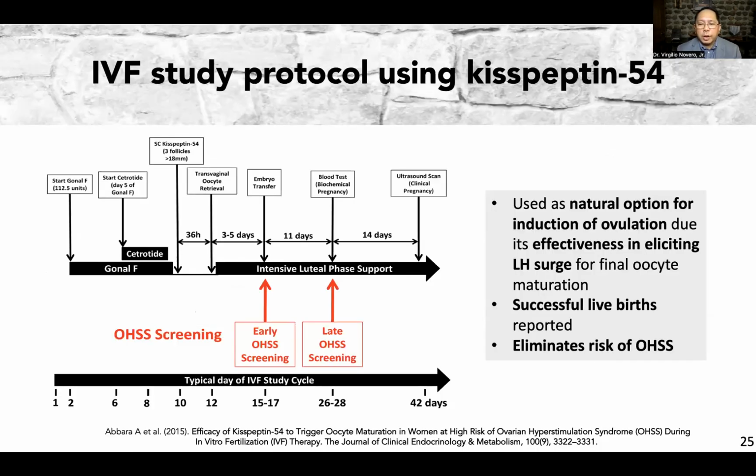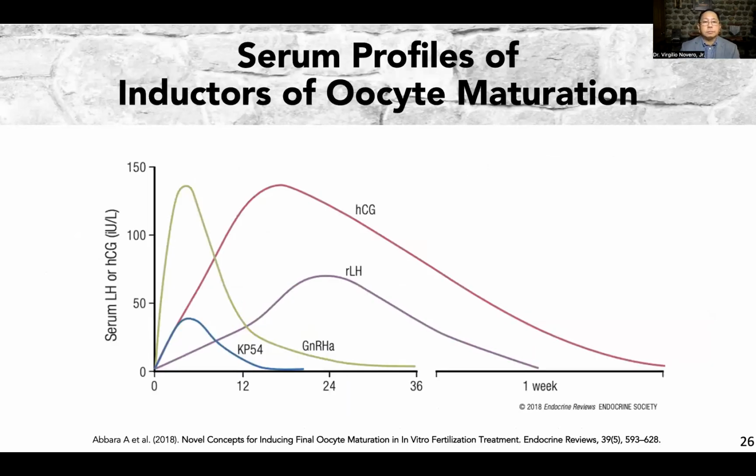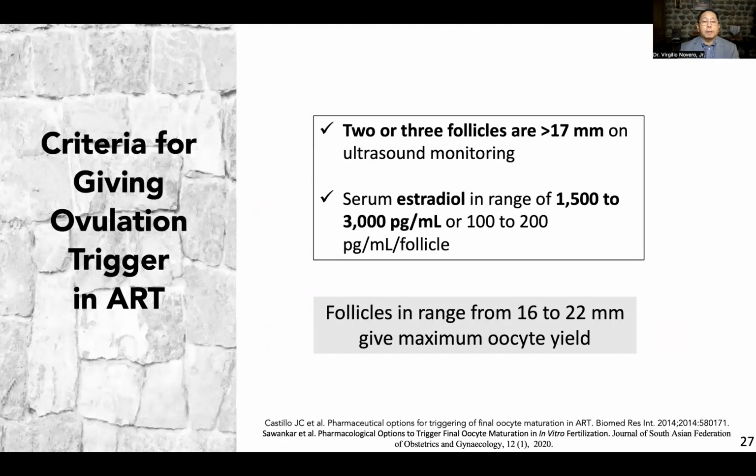Therefore, they recommended it as a natural option for induction of ovulation because of its effectiveness in eliciting an LH surge, and with the reported successful live births and the elimination of OHSS. So essentially, these surrogates will be acting based on the duration of action of these substances, with your HCG the longest and your kisspeptins the shortest.